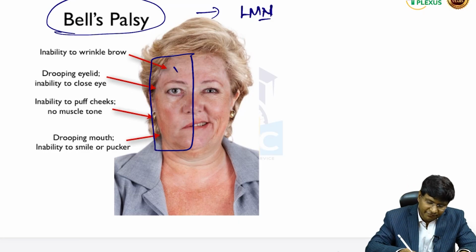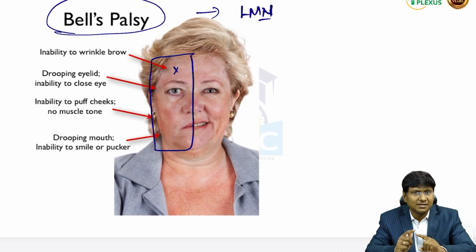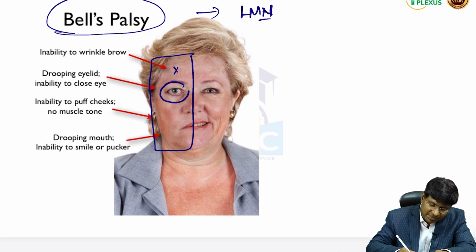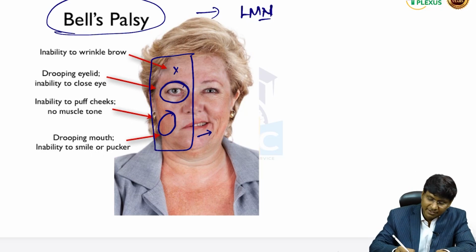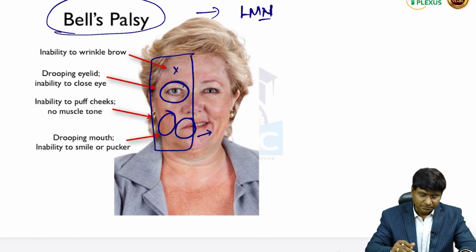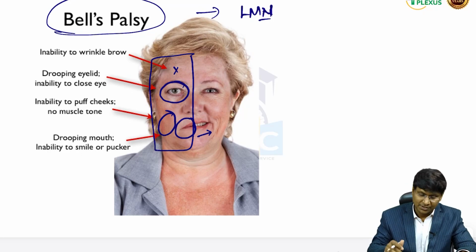affected. So first, the individual will have inability to wrinkle the eyebrows, right? The forehead will not be able to wrinkle, and will not be able to close the eyes, unable to puff the cheek, right? And there will be deviation of the mouth to the opposite side, that is towards the normal side, because the paralyzed side will not have any movement, whereas the opposite side will have the movement. So in case of Bell's palsy, which is the lower motor neuron type of paralysis, it is the entire half of the face that will be completely paralyzed, right?